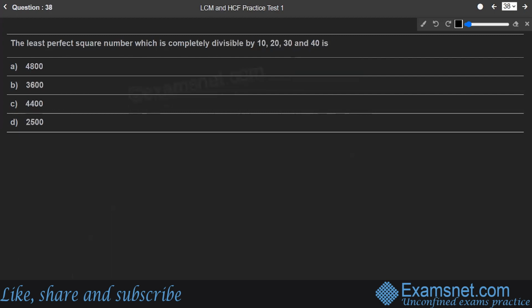38, the least perfect square number which is completely divisible by 10, 20, 30, and 40. It has to be completely divisible by all of these numbers. So obviously, we have to find the least common multiple. Let us find the LCM of the given numbers, that is 10, 20, 30, and 40.